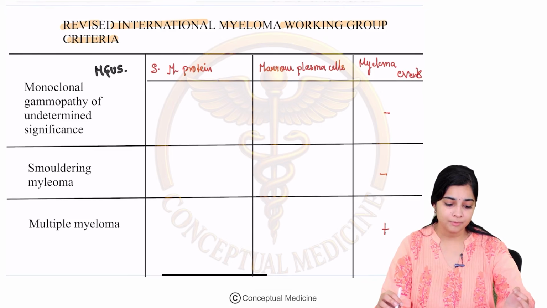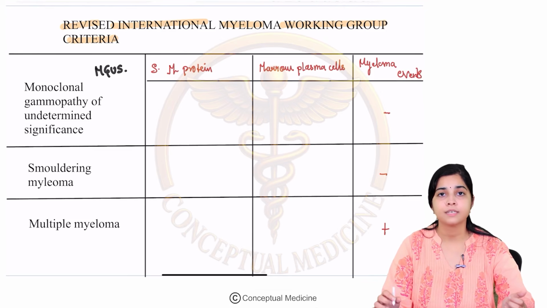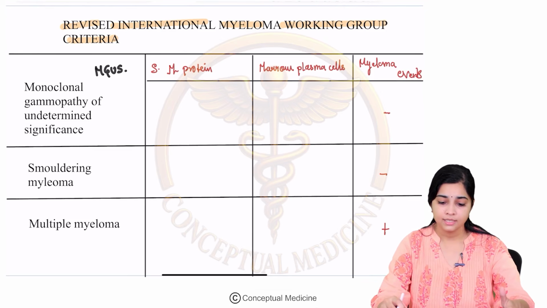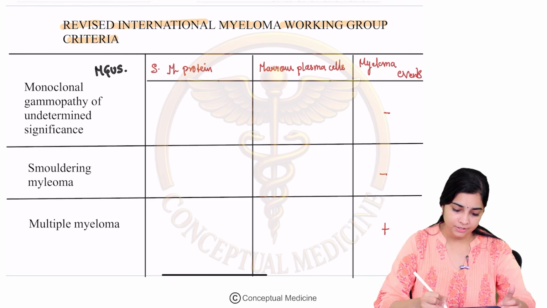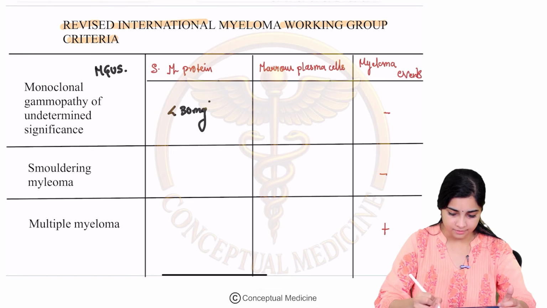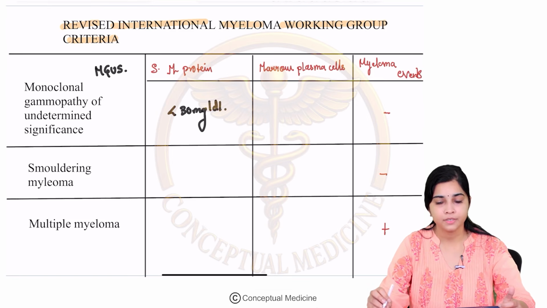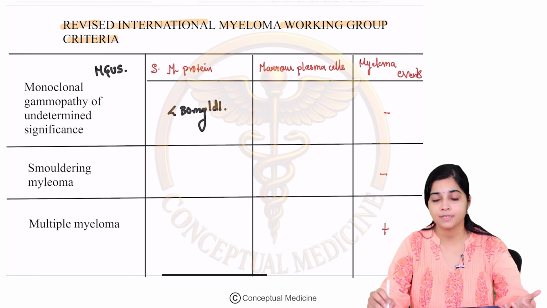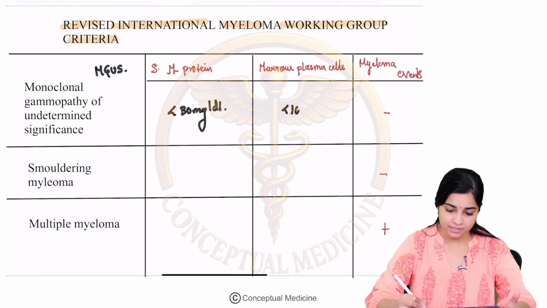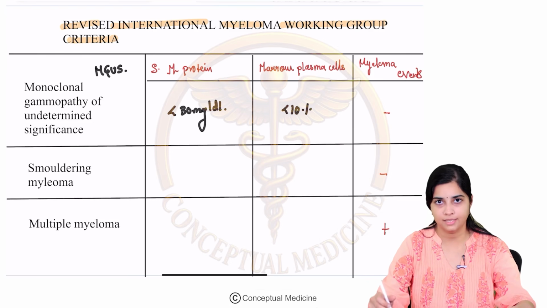So monoclonal gammopathy of undetermined significance basically states that this happens when there is an elevation of the serum M protein, but the elevation is less than 30 grams per liter. Okay, right? And what about the bone marrow plasma cell percentage? Bone marrow plasma cell percentage is less than 10%.